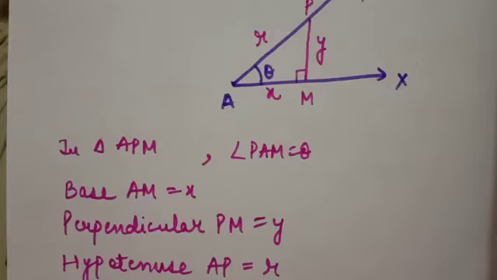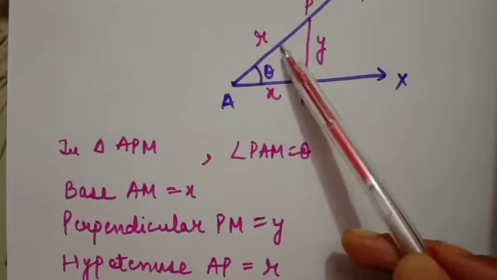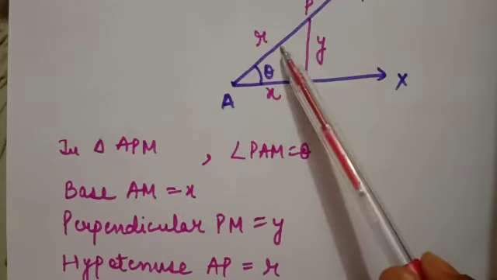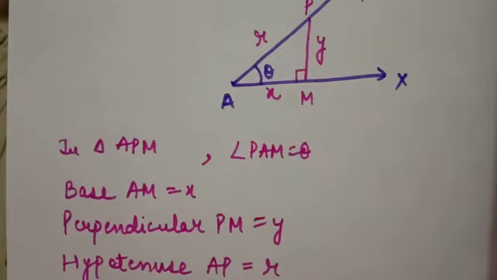Students, please tell me one thing, how will we decide that this is the hypotenuse? Most students do not know why we call it the hypotenuse. It is because it is present in front of the 90 degree angle, that's why we call it the hypotenuse. So base AM is equal to X, perpendicular PM is equal to Y, hypotenuse AP is equal to R.